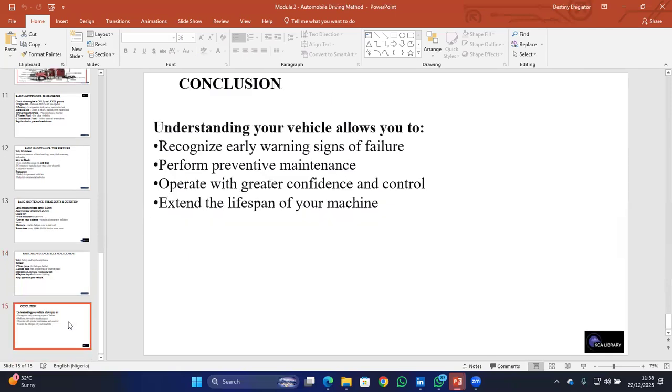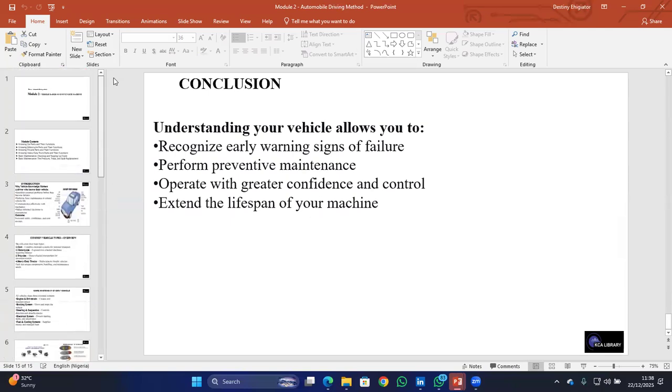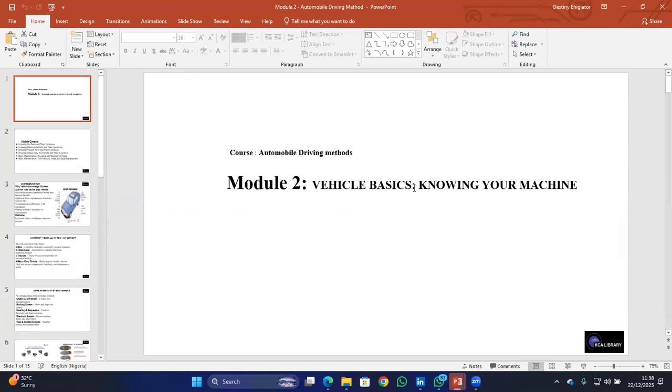Now, conclusively, in this module 2, we have learned that understanding your vehicle allows you to recognize early warning signs of failure, perform preventive maintenance, operate with greater confidence and control, and extend the lifespan of your vehicle. So we'll be going down now to module 3. We have learned the vehicle basics and how to understand your machine. I'll see you in module 3.